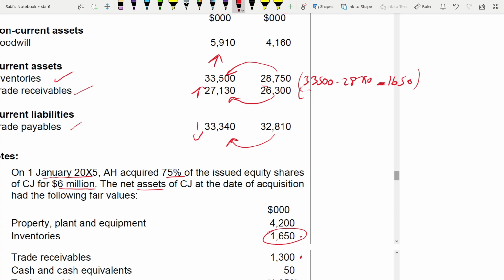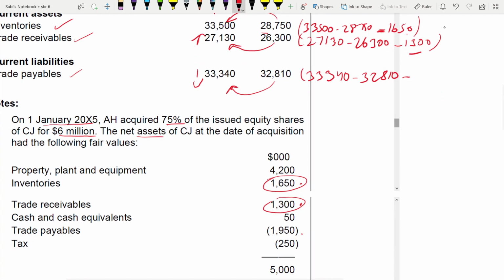You check the difference, 27,130 and 26,300, and minus the trade receivable which is 1,300. Maybe the increase might turn into a decrease or a decrease might turn into an increase after taking this into account. And for payable also check the difference. You check this difference and write the answer. Minus trade payable is down, this 1,950, we need to deduct it from here. This is always the way you calculate.